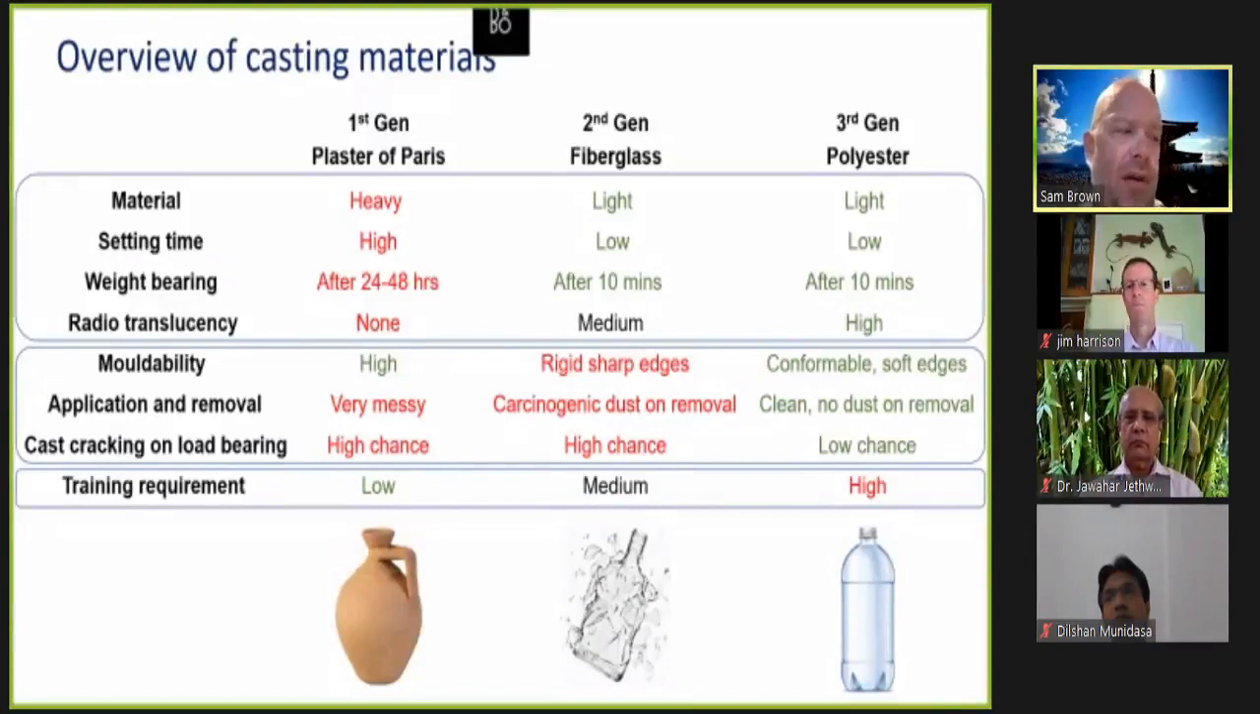Cost over the long term. POP is cheap. It's as cheap as it can get, but you get what you pay for. The fiberglass is going to be considerably more than the plaster of Paris, but the fiberglass is more durable. And the polyester is going to be almost the same price as fiberglass. It depends on the market and the country. That depends on the import tariffs, et cetera, et cetera. But you have a far more superior product in the polyester.